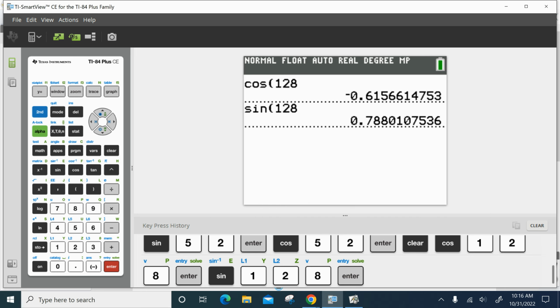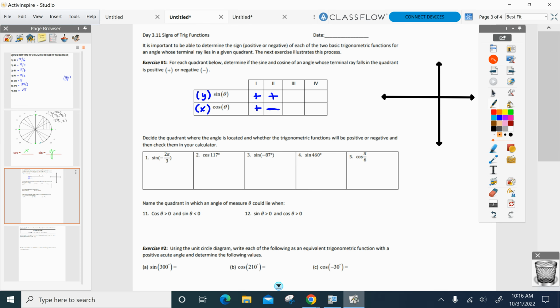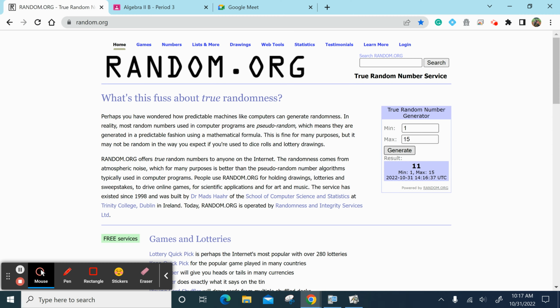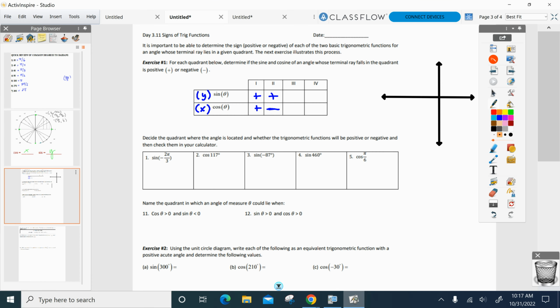All right, quad 3. Let's keep going. Tell me something about the x's and y's in quad 3. Both are negative in the third. Everyone agree? So guess what? Sine and cosine are both negative in the third.